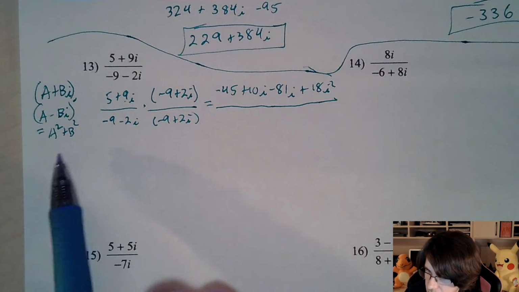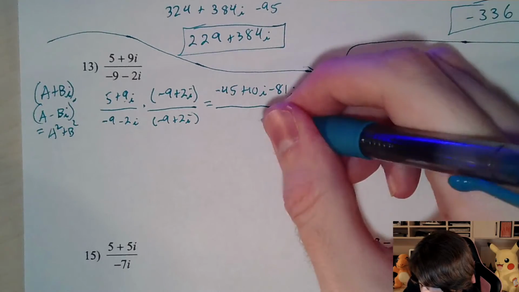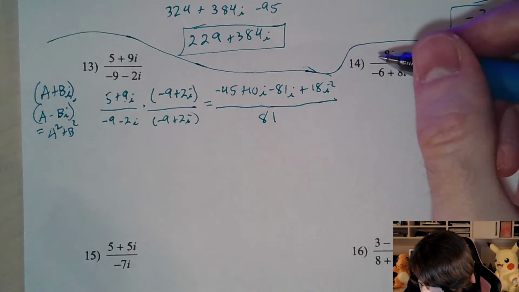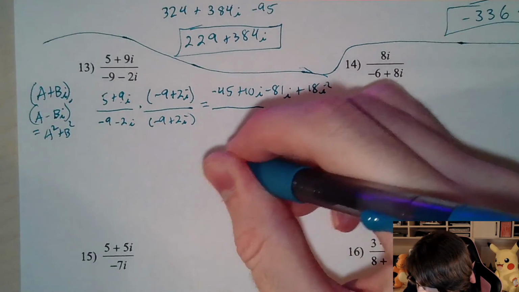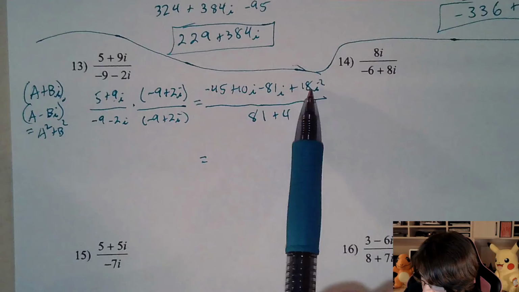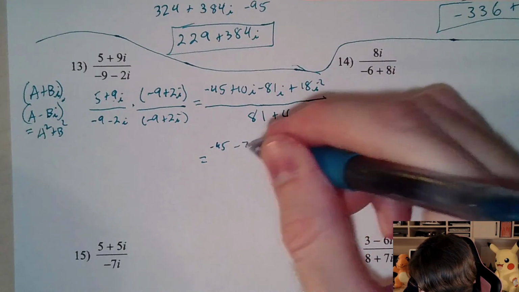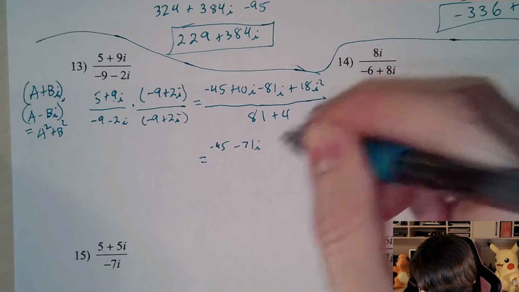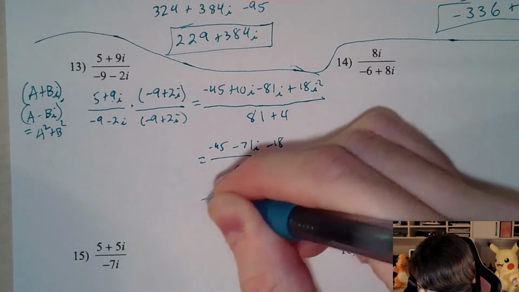All divided by, and the whole point of doing this on the bottom is you get a squared plus b squared, no i's at all. So negative 9 times negative 9 is 81, and 2 times 2, because you just have the positive version, is 4. Simplifying this, we have negative 45 right here, and then the 10i minus 81i, and that becomes negative 18, all over 85.